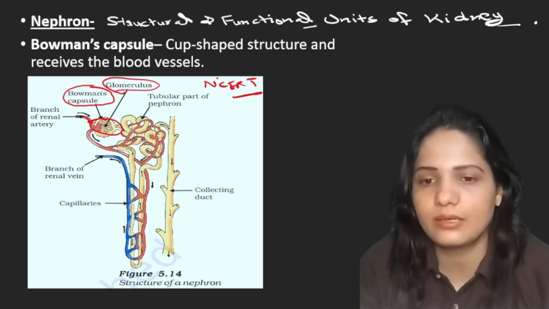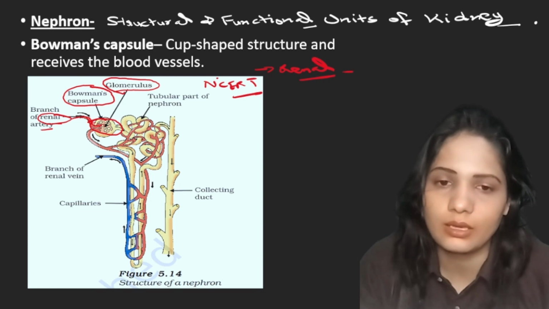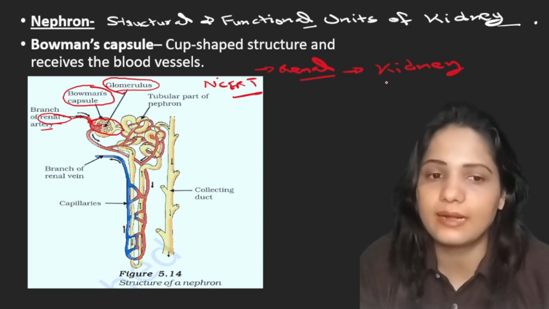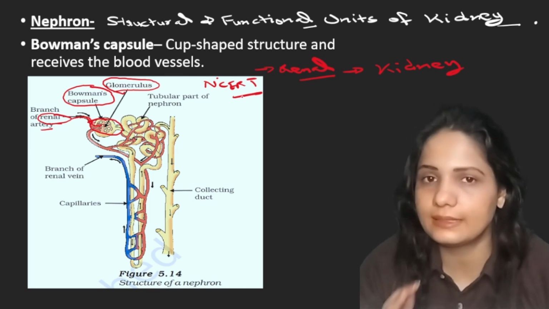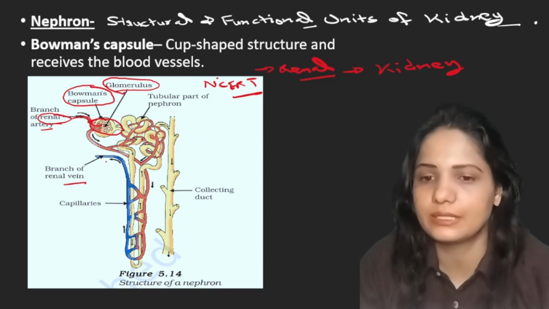Again, very important structure. All right, glomerulus. Here, this is the renal artery. Here we have the word renal. You should know the word renal is used for kidney, and renal artery means the artery which carries blood to the kidney. So here we have the renal artery, and here we have the renal vein.